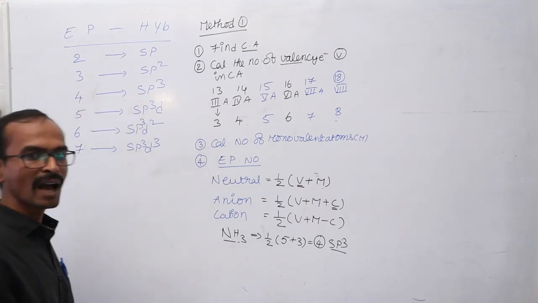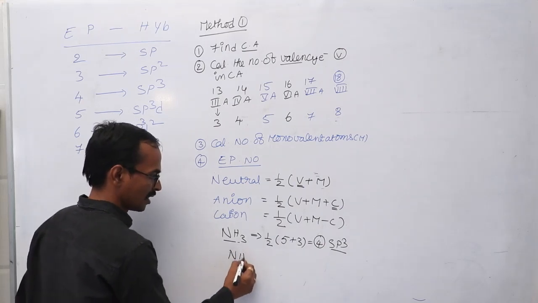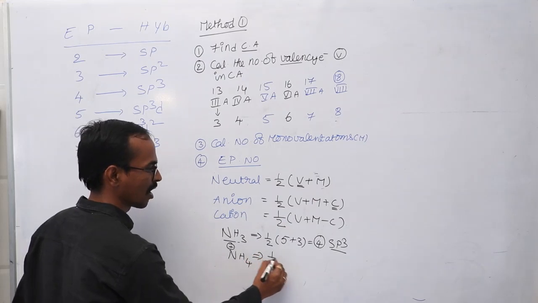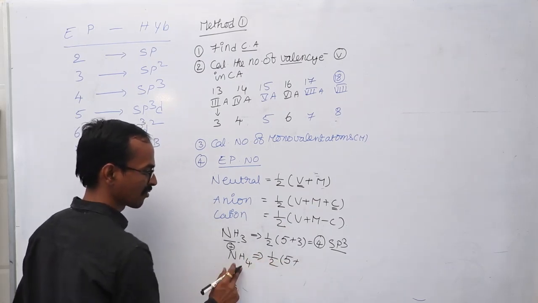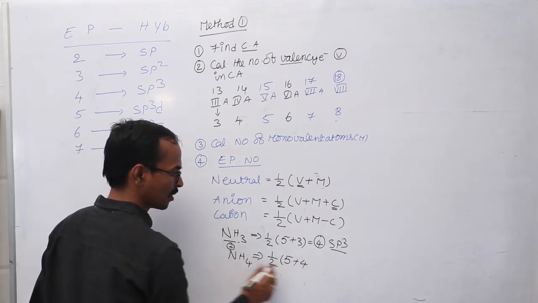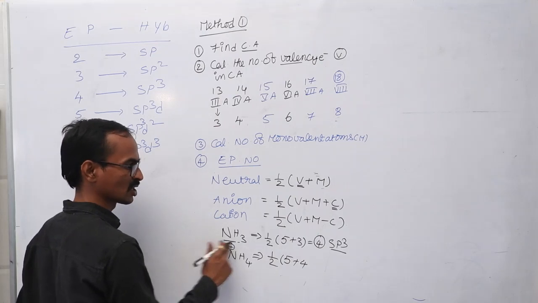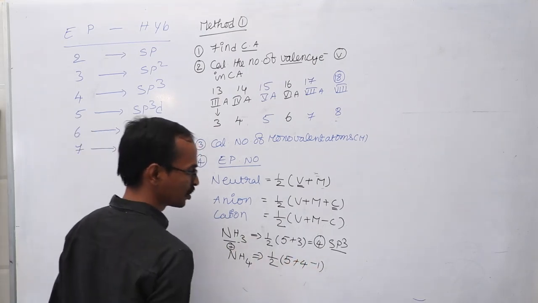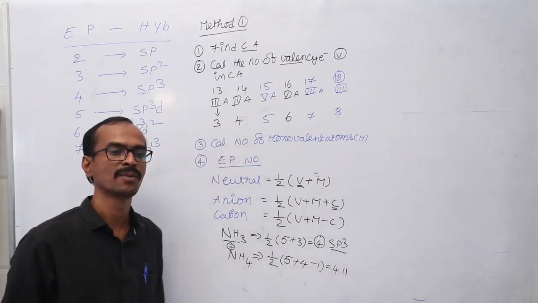Right? I will give you another example, NH4 plus. Let me take half into nitrogen, the central atom, 5, number of monovalent atoms 4. It is a cation with plus 1 charge, so minus 1. So 8 by 2, again 4, so the same sp3 hybridization.